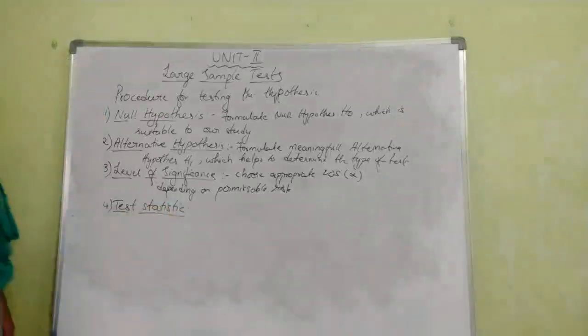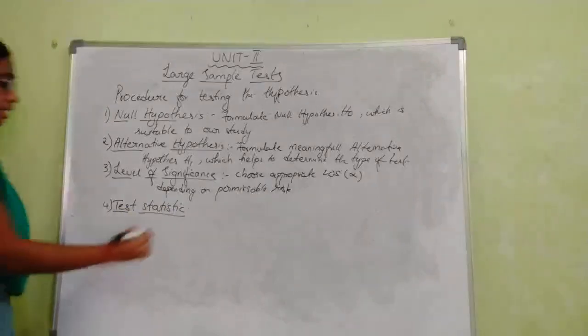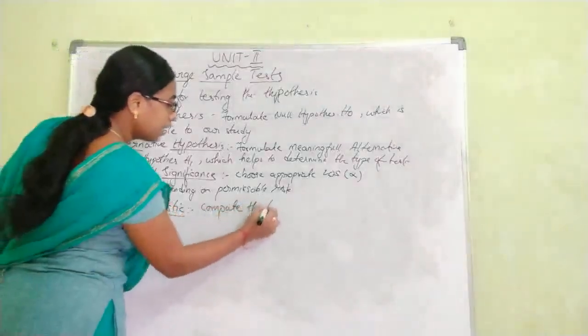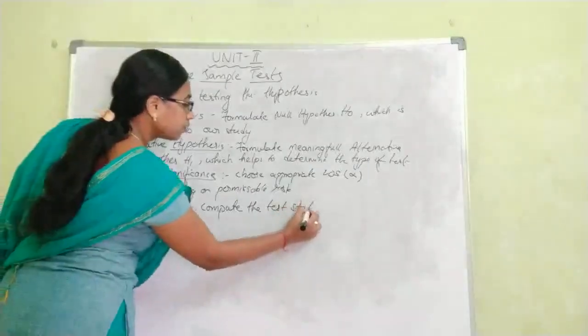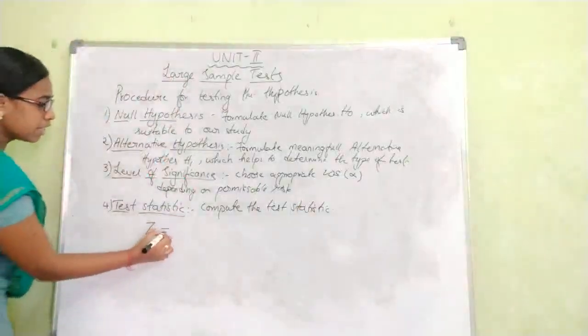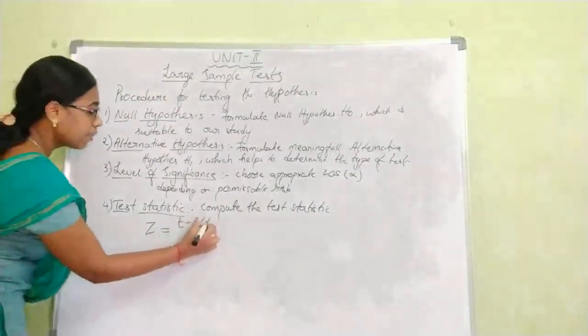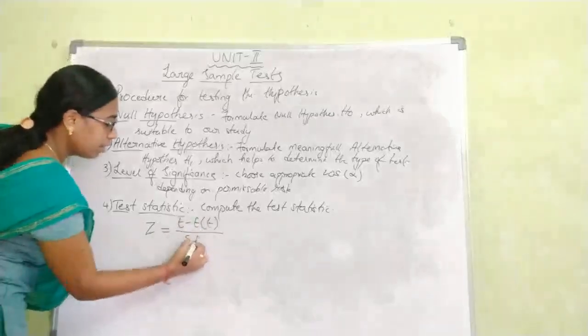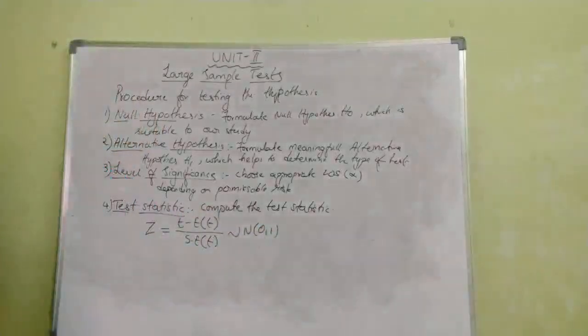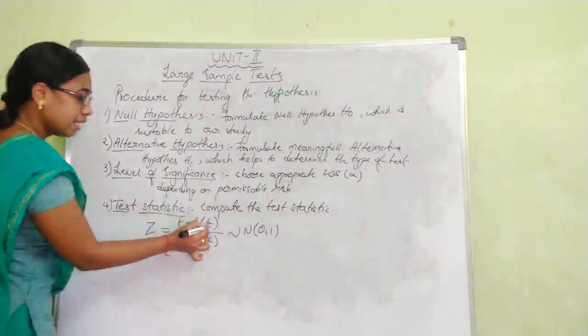So we have to define our test statistic. Now how to compute the test statistic? As I said, we use the standard normal variate. So z equals t minus expectation of t by standard error of t, which follows the normal distribution with 0, 1. This is the generalized test statistic we use in testing of hypothesis, where t is any statistic.